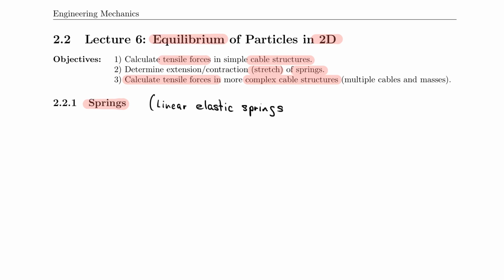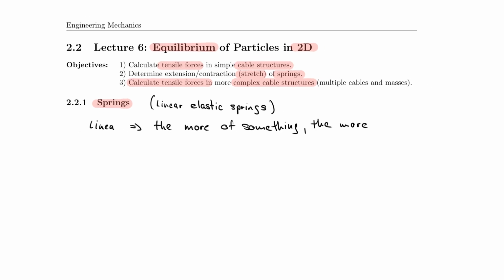Because we're only talking about linear elastic springs, let's talk about linear before we talk about elastic. So linear in a sense means the more of something, the more of something else, or sometimes less, the more of something else. And of course, this could also be less here. And this is not completely true yet for linear, but in a general concept, it is true.